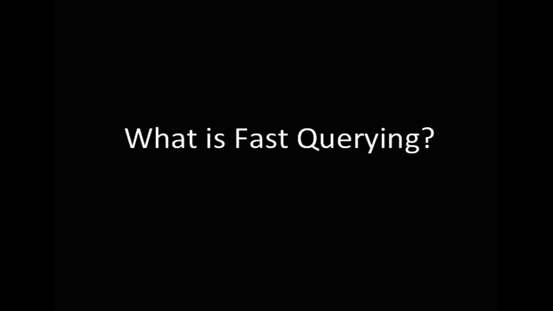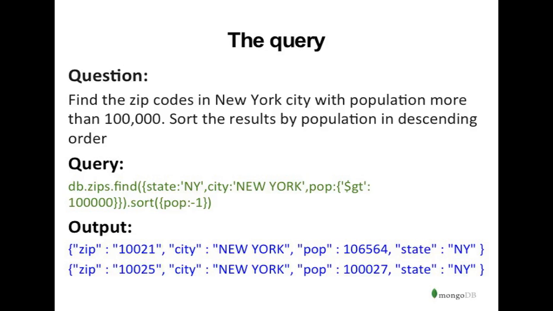So what is fast querying? I will walk you through an illustration of a hypothetical situation where I am presented with a business question, where I need to provide all the zip codes in New York City, in the state of New York, where the population is more than 100,000, in descending order of population. In MongoDB, my query would be what's highlighted in green. I'm looking for state New York, city New York, population greater than 100,000, and I'm sorting by population. The -1 is for descending order.